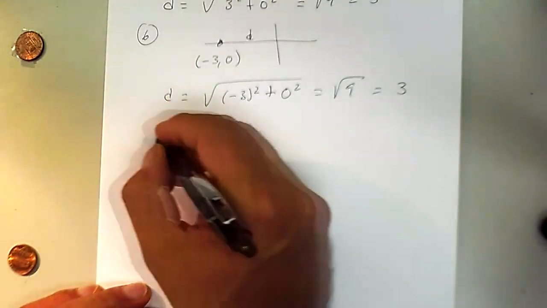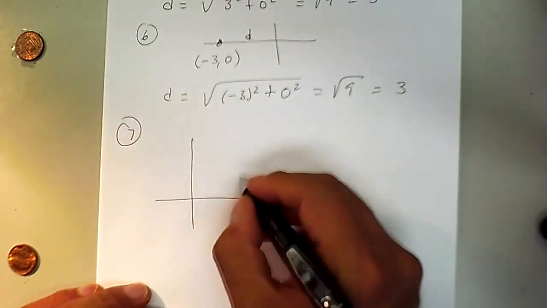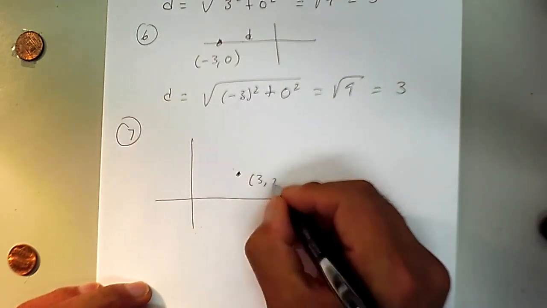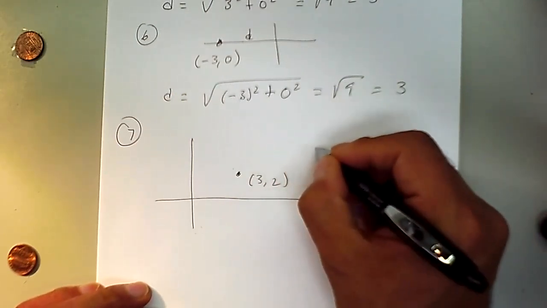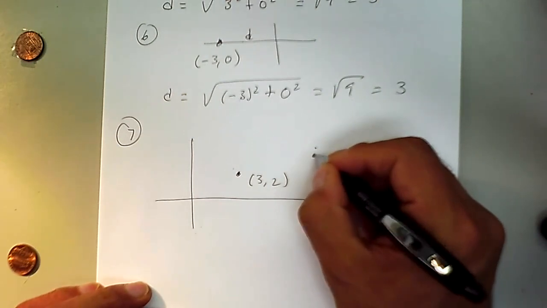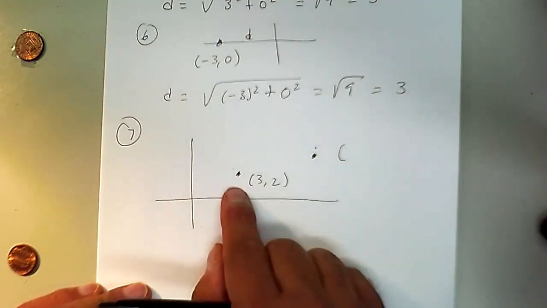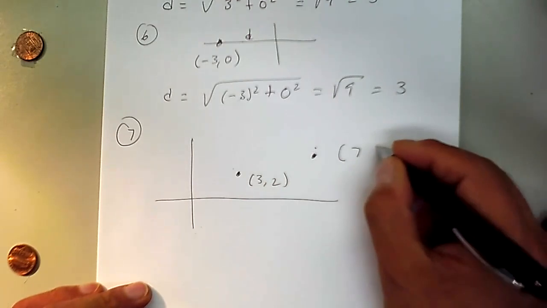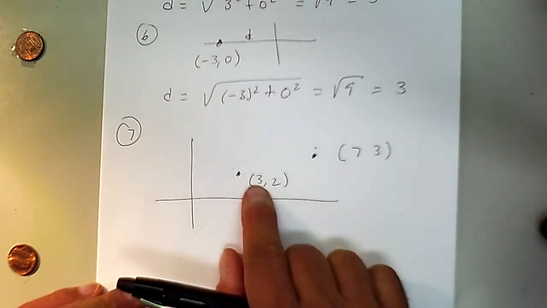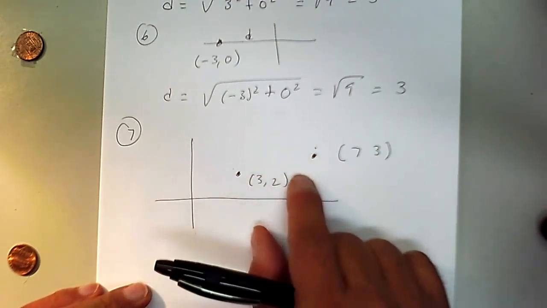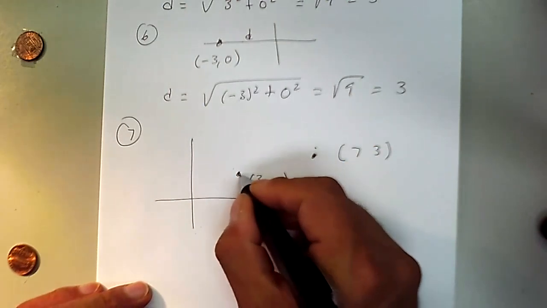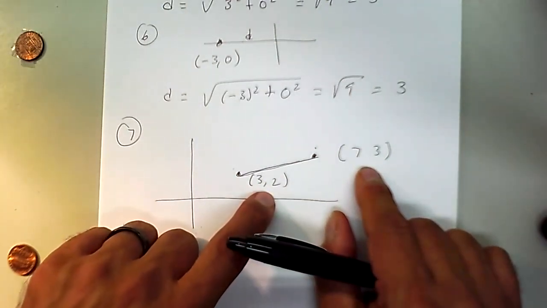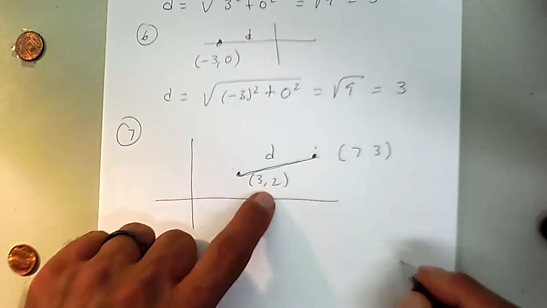Okay, so what about points that are not on the origin? Say we start with 3, 2, and then we have another point farther out. Let's put it maybe down here. And if this is 3, let's label this as 7, 3. This 3 has nothing to do with that 3. I just figure, well, this is 2. I don't want to go another 2, so let's go up 1 more. So we want to know this distance, nothing to do with the origin. So now we got 2 points floating on the XY coordinate system, and we want to know this distance.